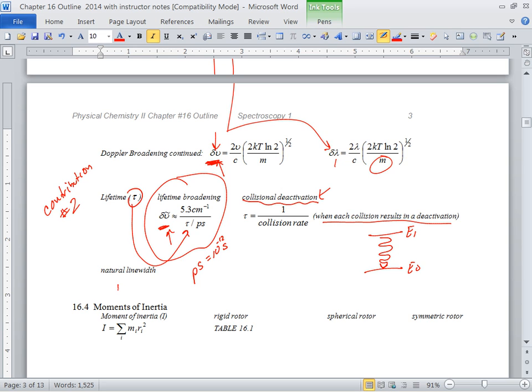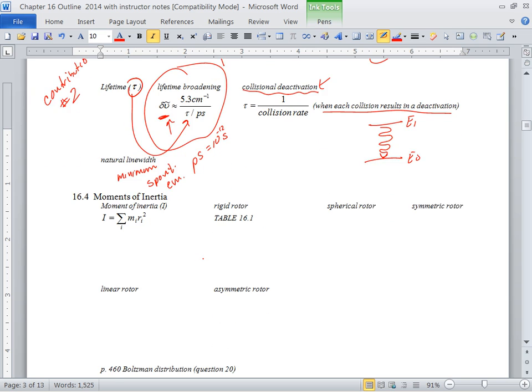Natural line width, that's just the minimum. So don't do anything funky. The minimum line width that you can actually get, the narrowest. So that means pretty much just spontaneous emission is the only thing going on. And we're almost done here.